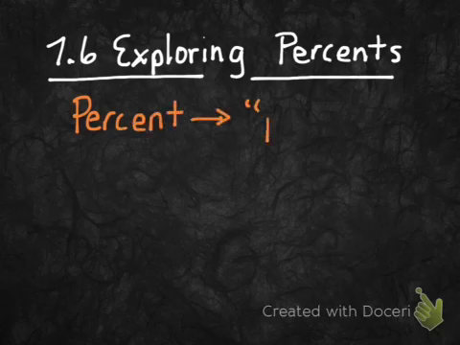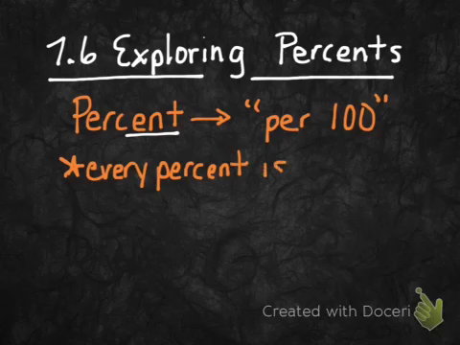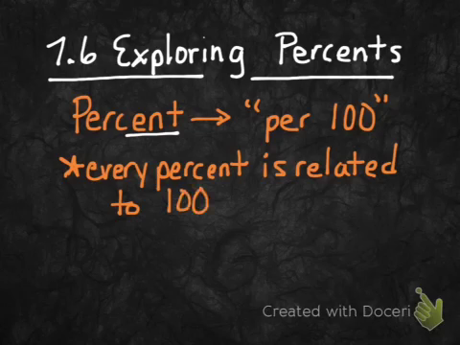If you aren't already aware, percent, the word itself, means per 100 because the suffix there, cent, means 100. So per 100. And every time we're talking about a percent, every percent is related to 100. So it's always out of 100. So if your hamburger meat says 93% lean, it means 93% of it out of 100 parts is lean meat. The rest is fatty type stuff, okay?